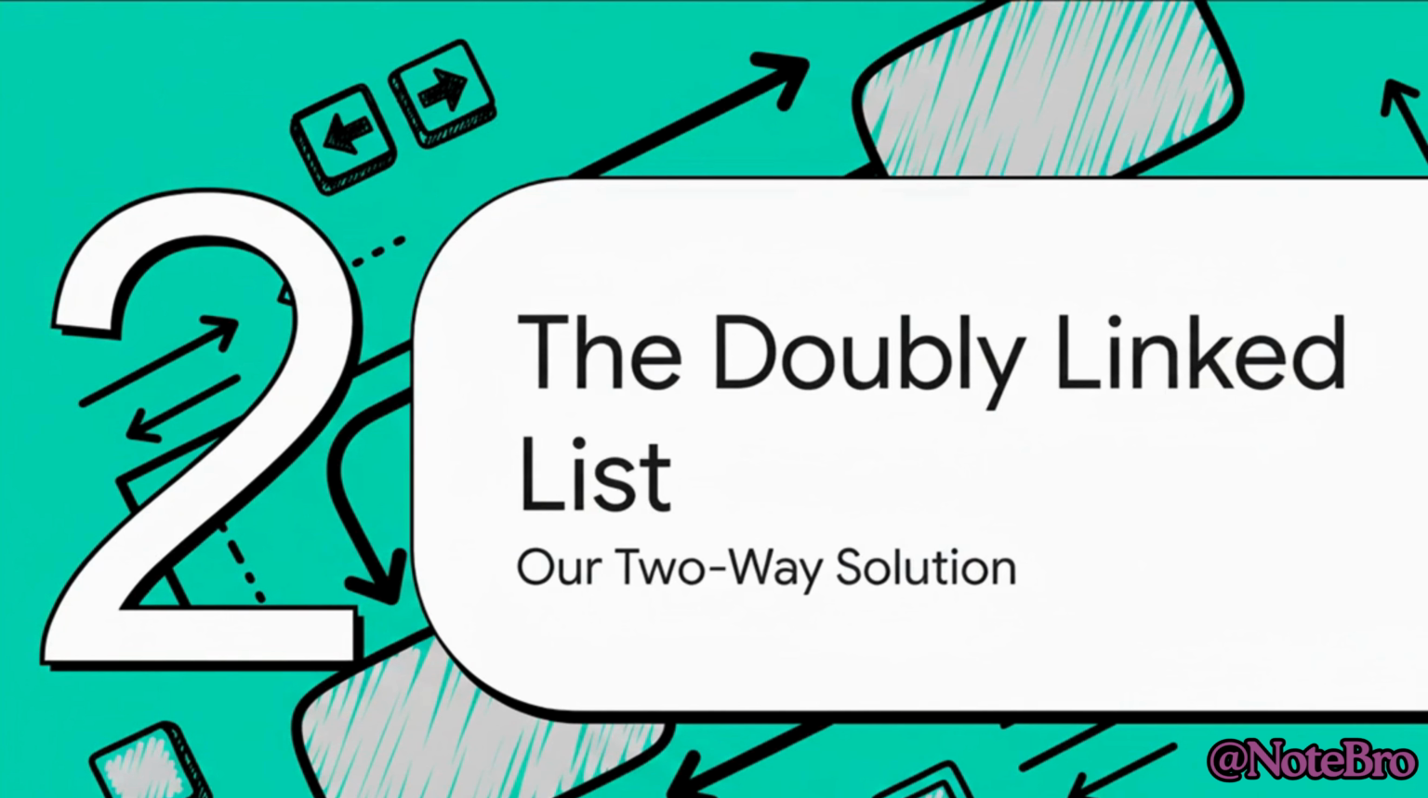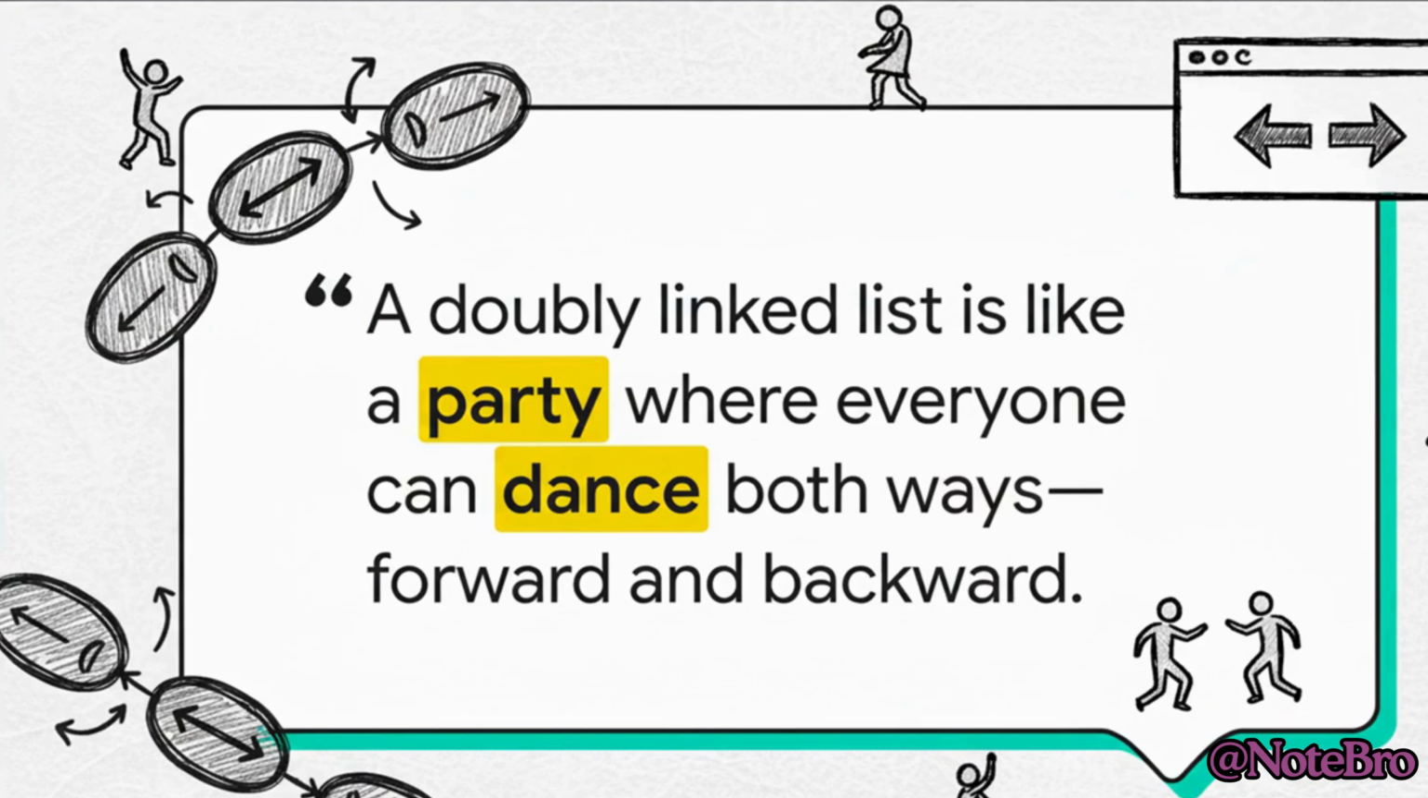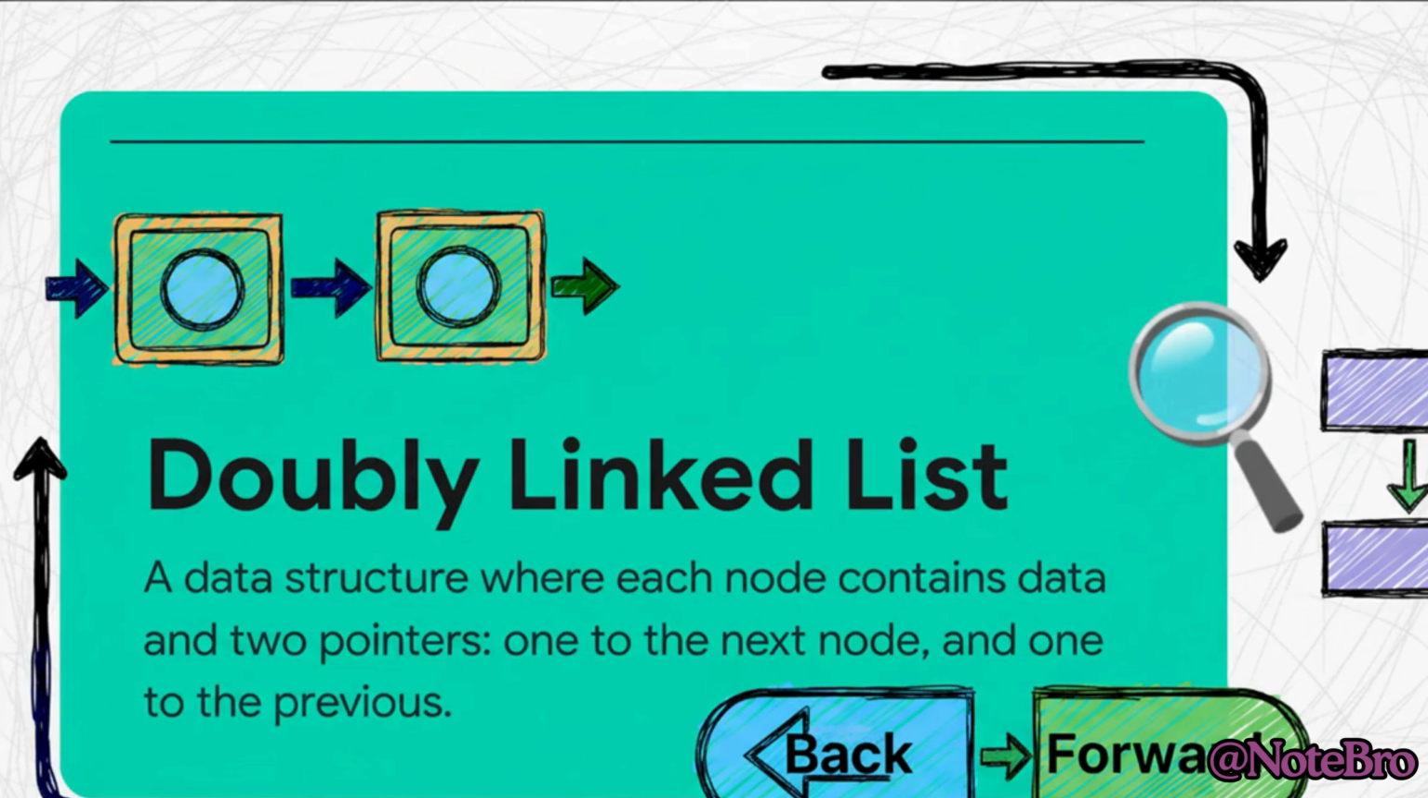This is the elegant solution that takes our restrictive little alleyway and transforms it into a super efficient two-way data highway. I just love this analogy. It perfectly captures the vibe of this data structure, doesn't it? It's not some boring single-file line. No, it's a full-on party where every piece of data can move freely, forwards, backwards, interacting with its neighbors on both sides.